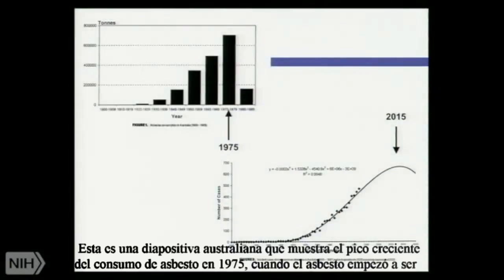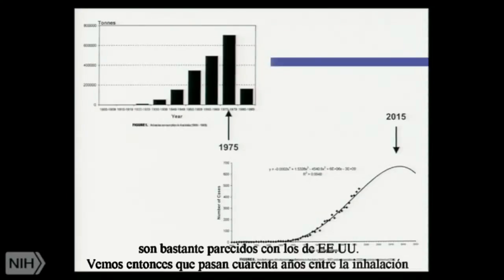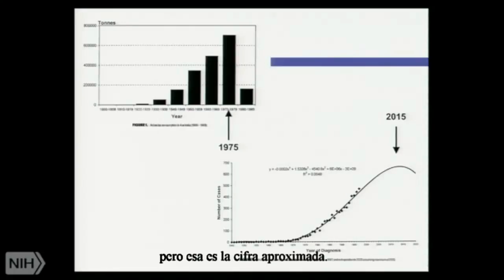And this is a slide of Australian data that shows the use of asbestos increasing, peaking in 1975 when asbestos was predominantly banned, and the incidence of mesothelioma peaking in 2015, 40 years later. And the same data is available in the United States. We see that 40 years between the inhalation of asbestos fibres and people developing the cancer. Now, it may be 20 and it may be 50 in some individuals, but that's the ballpark figure.